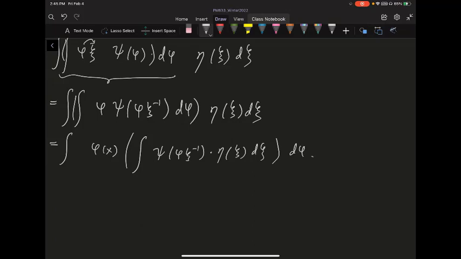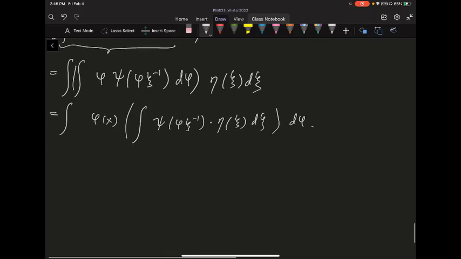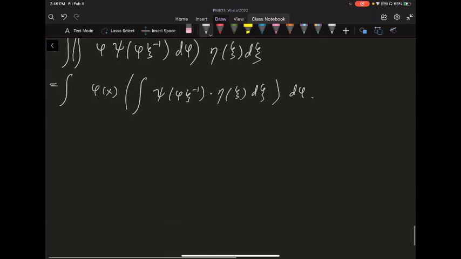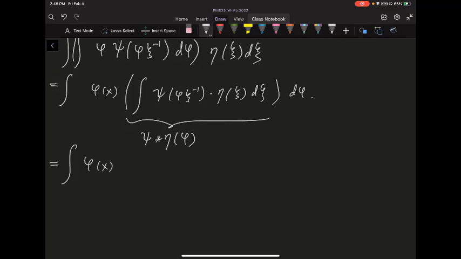And this one is just the convolution of the psi function with the eta function. So in this d cosine, you have cosine inverse and cosine, they cancel out. So this one becomes psi convolved with eta evaluated at phi. So this function is just equal to the integral of phi x times the psi eta convolution, d phi. And let's give this function a name. Let's call it h of x.